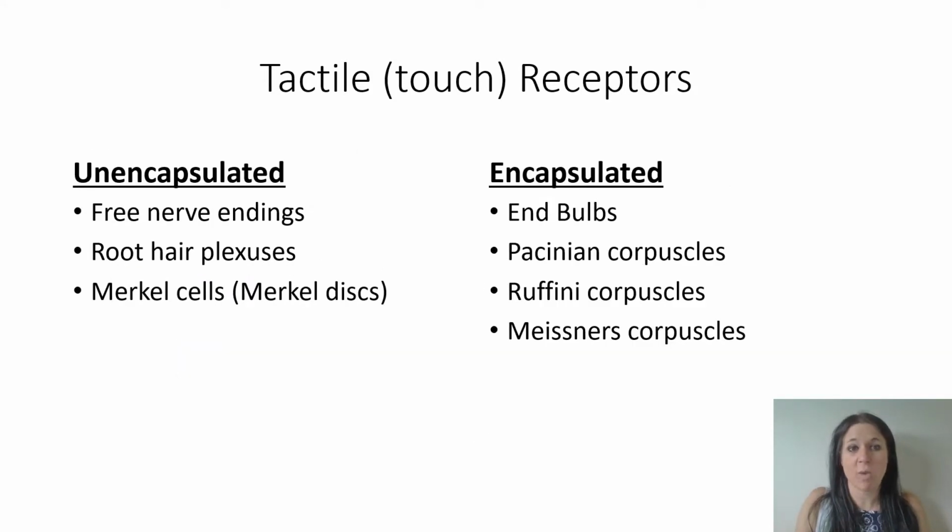All right, so we have 7 total receptors, 3 unencapsulated. Okay, so free nerve endings, root hair plexus, and Merkel disc, or Merkel cells, which we saw as one of the cells of stratum basale. So Merkel cells are tactile cells. Then encapsulated are the remaining 4, so end bulbs or Krause bulbs, Pacinian corpuscles, Ruffini corpuscle, and Meissner's corpuscle.